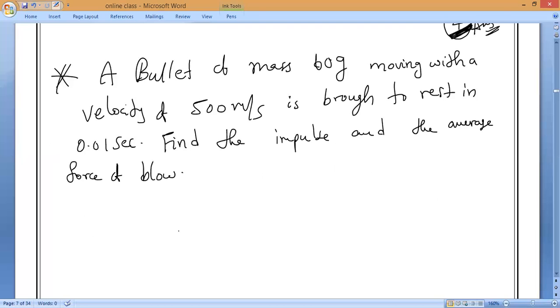So now let me see who will solve it. I'm giving 2 minutes. Let me at least find the impulse, everyone. You can find it first. Initial velocity, final velocity, mass and all, they have given. So from that you can definitely find something.